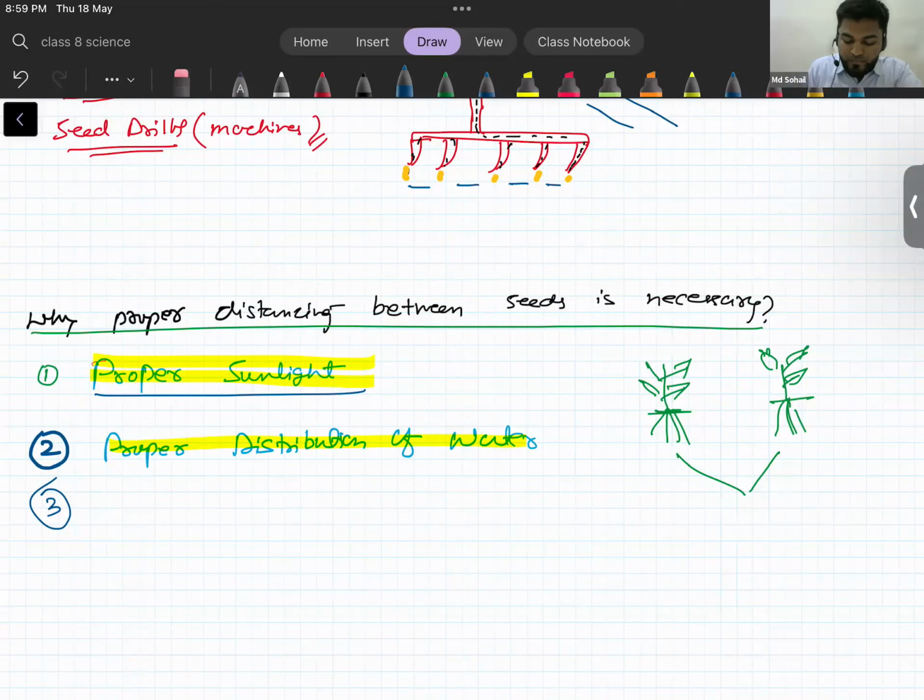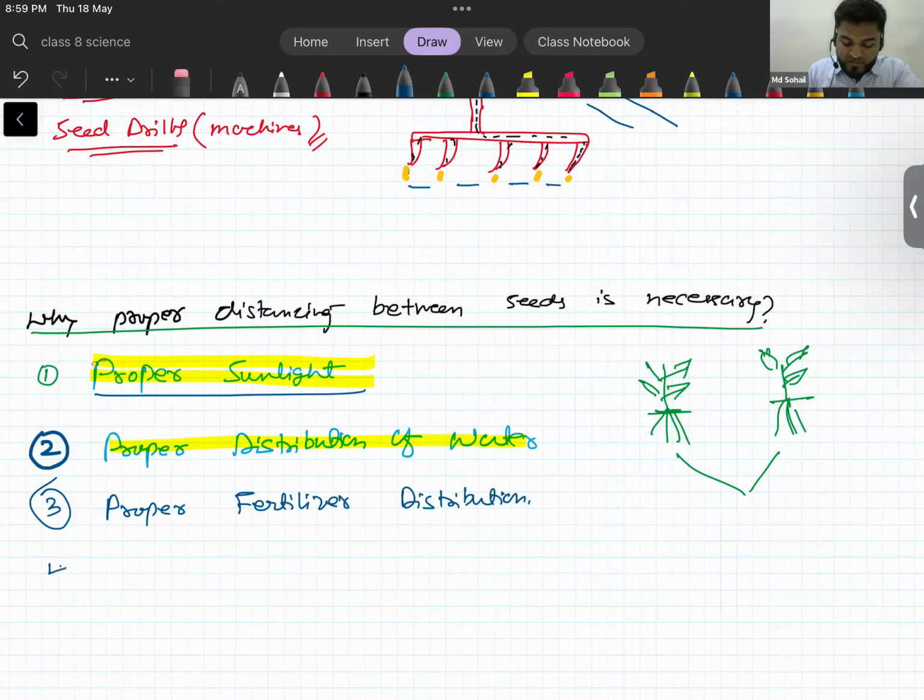Enough fertilizers, proper fertilization. Okay, that is also a reason. We say proper fertilizer distribution can also be a reason, so that both the plants get the proper amount of fertilizer.